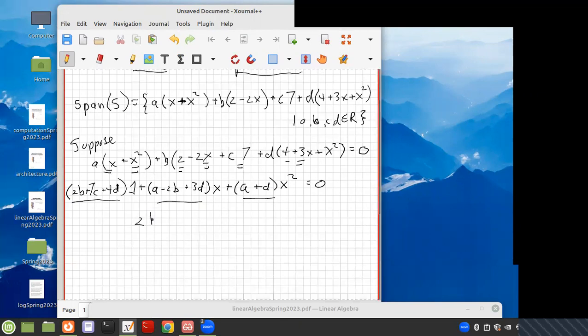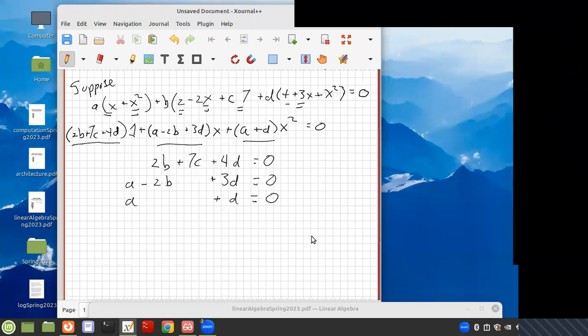So that gives us 2b, and I want to keep these in like a linear system, so we leave room over here for the a, plus 7c plus 4d, and that's going to equal 0. That's the first one. The second one is a minus 2b plus 3d equals 0, and then a plus d equals 0.